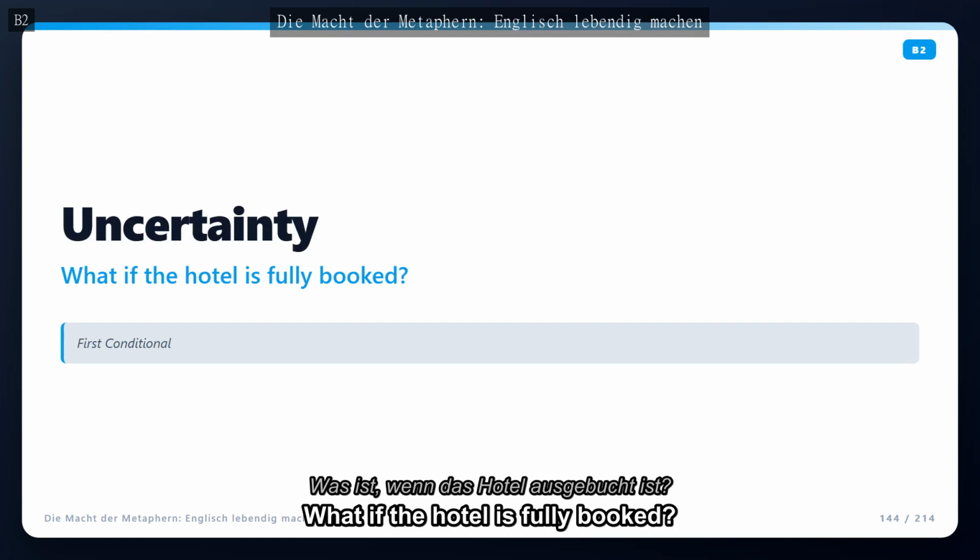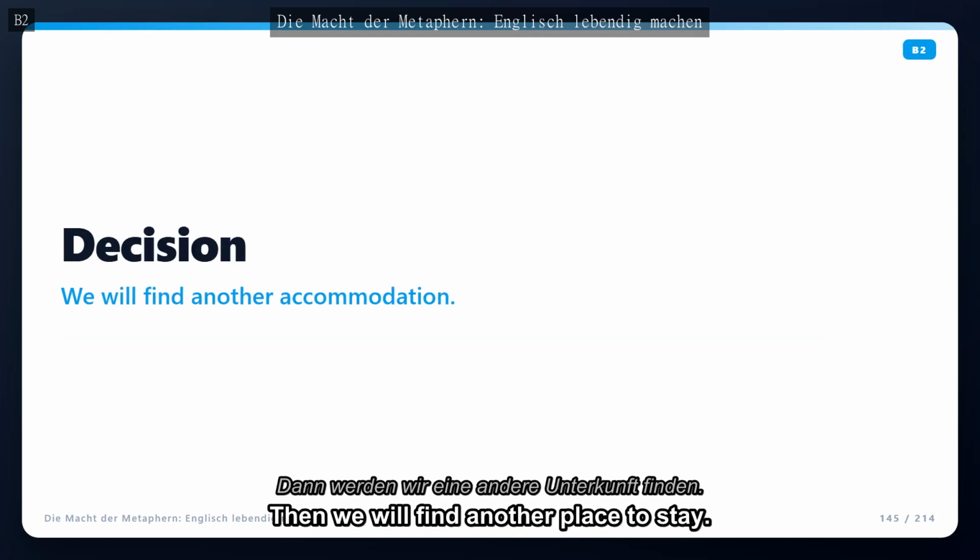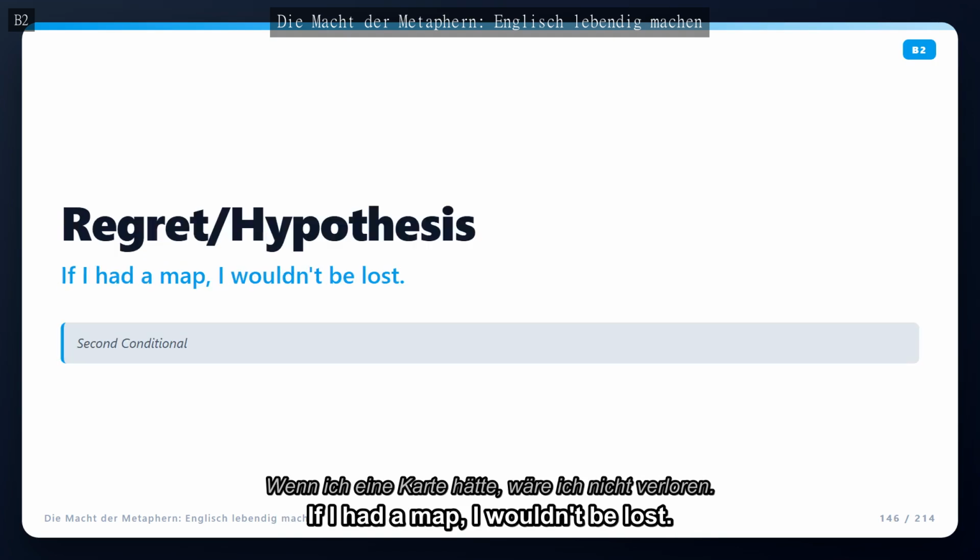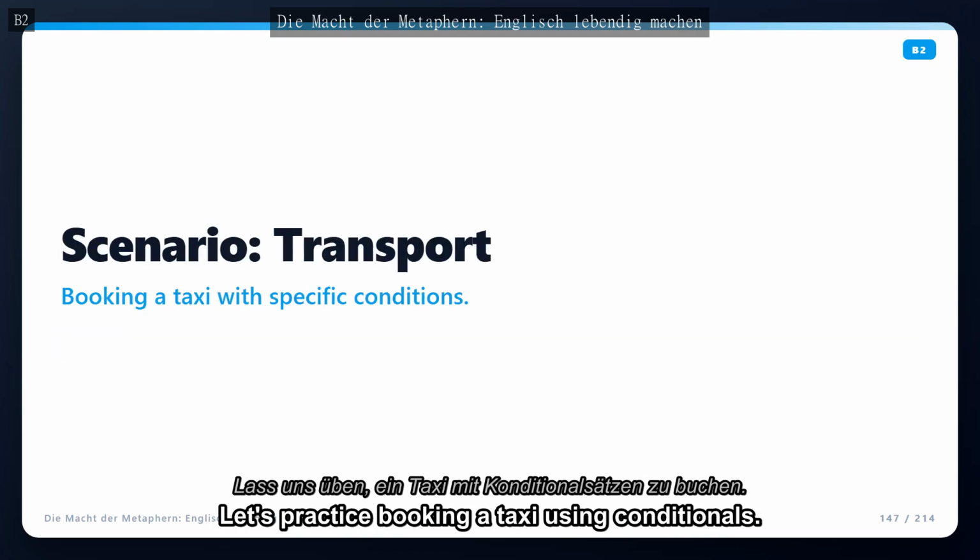What if the hotel is fully booked? Then we will find another place to stay. If I had a map, I wouldn't be lost. Let's practice booking a taxi using conditionals.